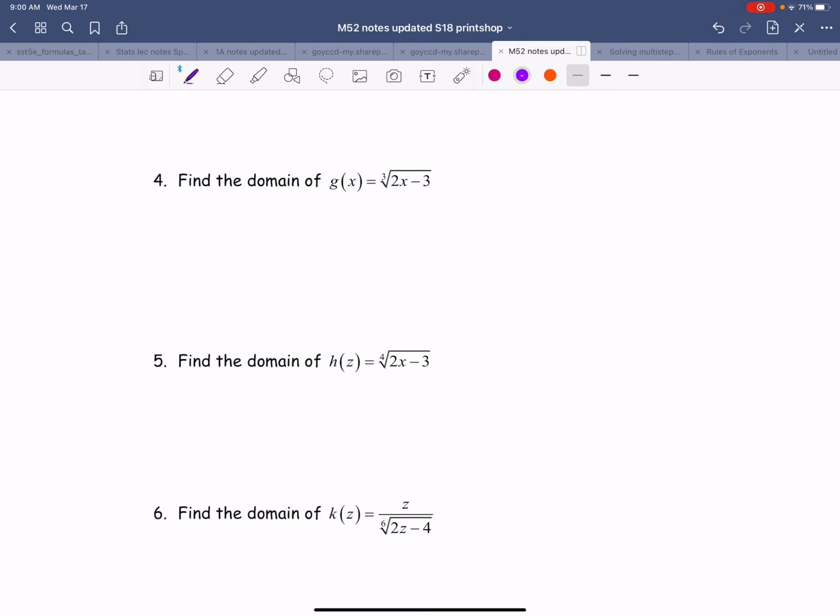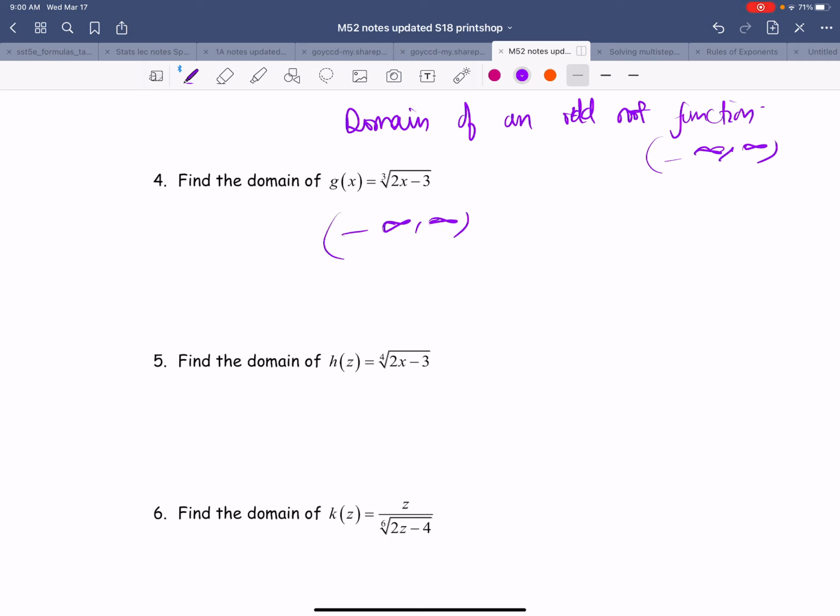We've talked about how the domain of an odd root function is always all real numbers, negative infinity to positive infinity. For odd roots, we don't care if you have a negative inside, a positive inside, or a 0 inside. It's always going to be a real output. So your domain would be negative infinity to positive infinity for the odd root.